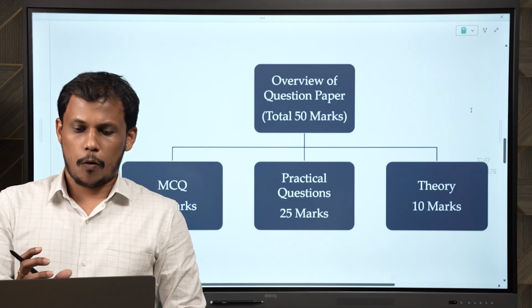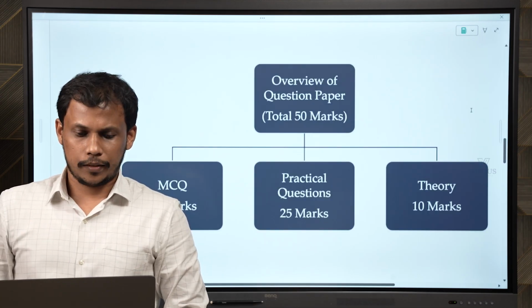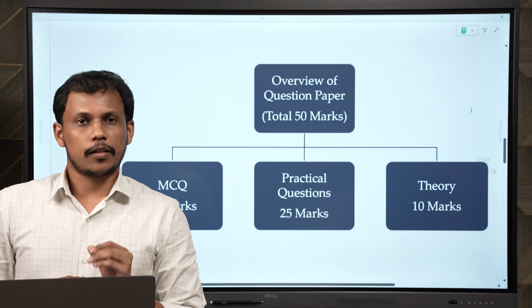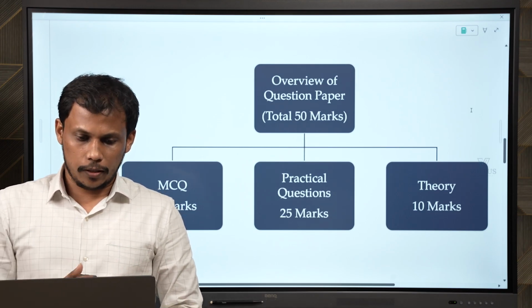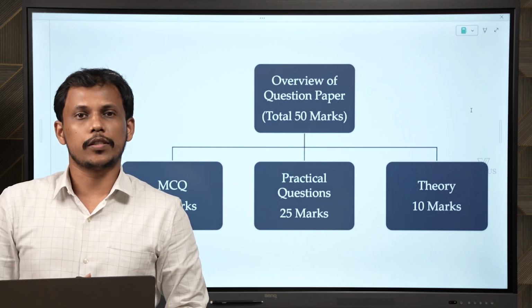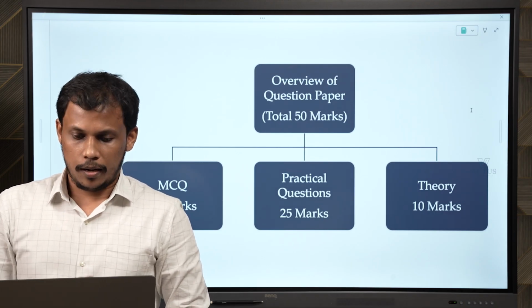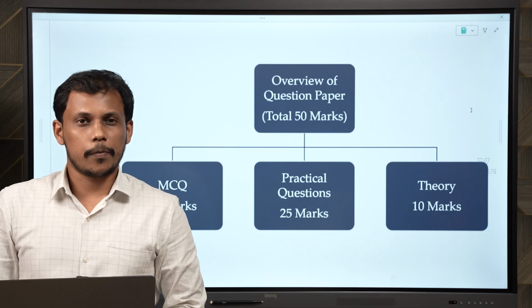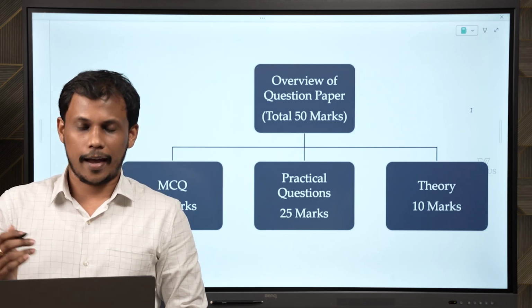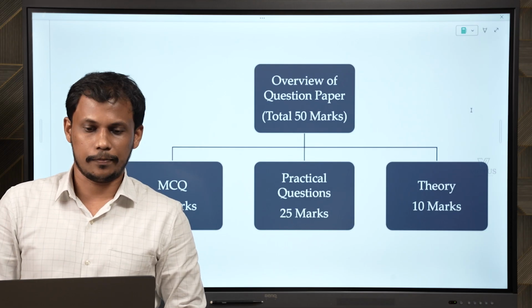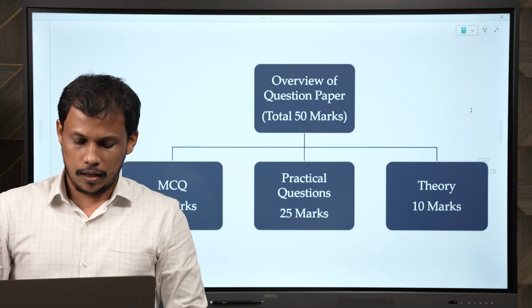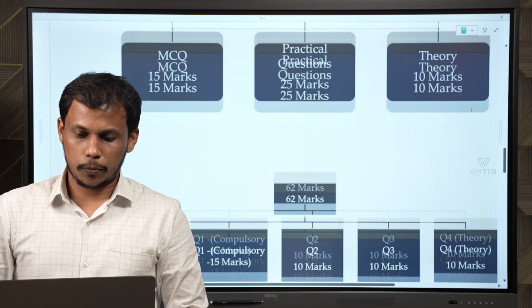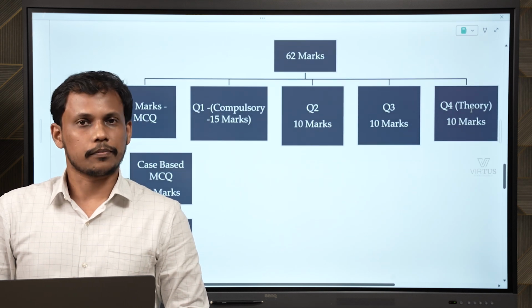So let us have an overall view of the question paper. 50 marks come for FM and the balance 50 is for SM. If you analyze the question paper, MCQ will come for 15 marks, practical questions, your problem papers, will be coming for 25 marks, and the balance 10 marks will be for theory. So this is an overall idea about the financial management question paper. Coming forward, let us go through the breakup of all these questions.